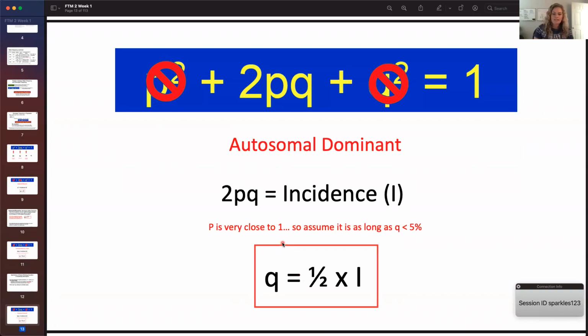Autosomal dominant, the incidence is going to be 2PQ, because if you remember, autosomal dominant disorders manifest themselves in the heterozygous state. So if you think of that middle equation, the 2PQ, as the heterozygotes, that's going to be how many people are affected, or the incidence of the disorder. So your 2PQ is going to be the incidence, but you can also take out the P as well. So it's just going to be 2Q equals the incidence, or Q is half of the incidence.